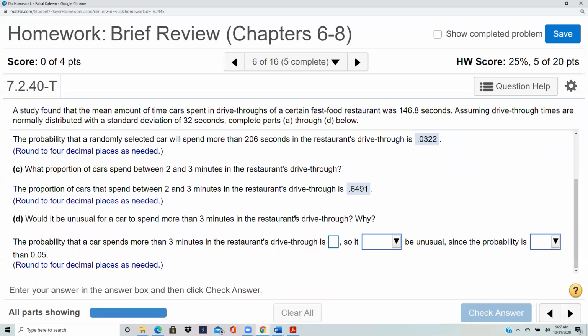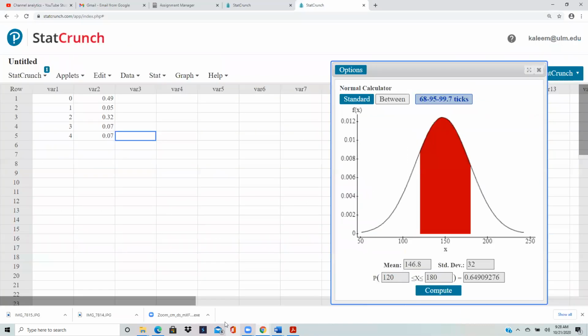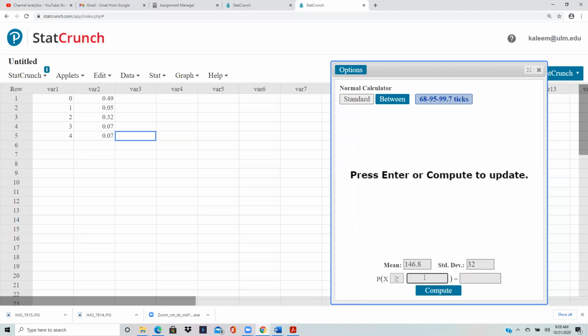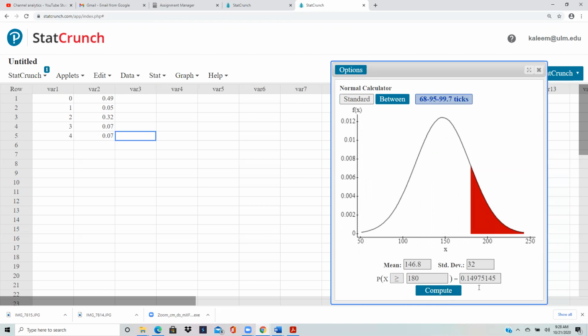And then more than 3 minutes. So what do we do for more than 3 minutes? We'll switch back to standard and do greater than 180. Mm-hmm. 0.1498.